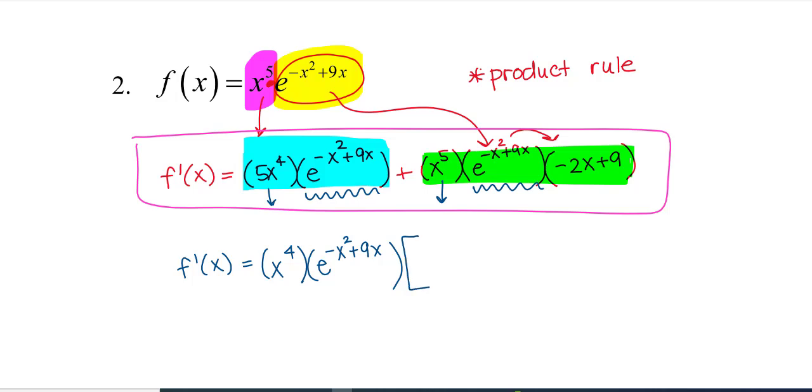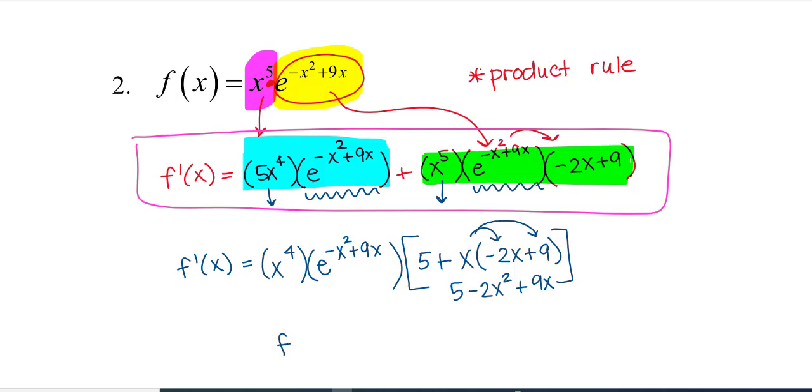And then what do I have left over? Well, from that blue first term, I will just have 5, right? Because the x to the 4th got factored out. And that whole e to the negative x squared plus 9x got factored out. Plus, and then from the green, I'll have 1x left over, and then times that quantity, negative 2x plus 9, because the e to the negative x squared plus 9x got factored out. And if I wanted to rewrite this again, I can distribute that x through.